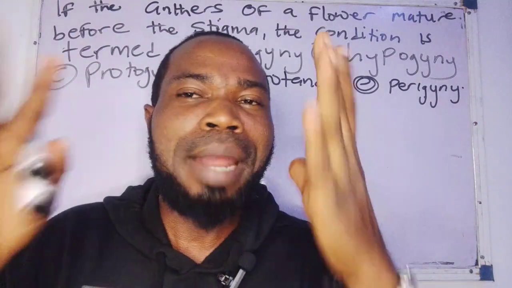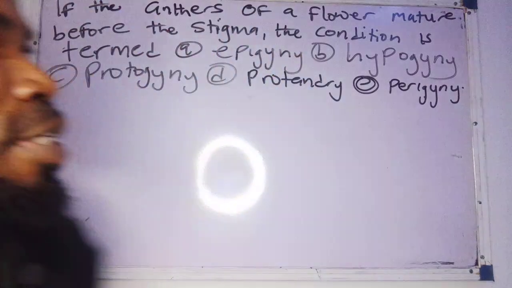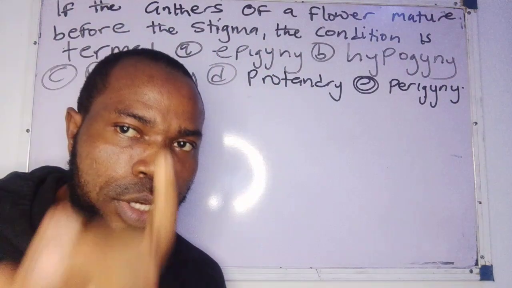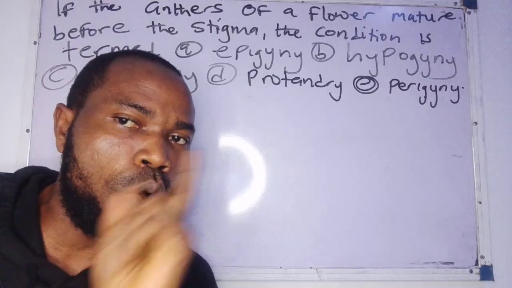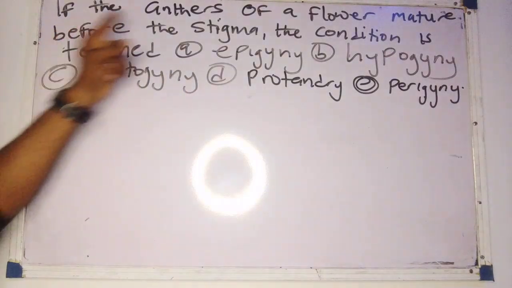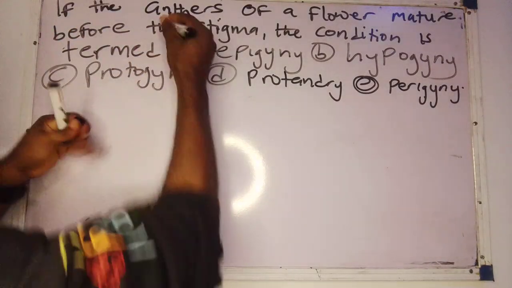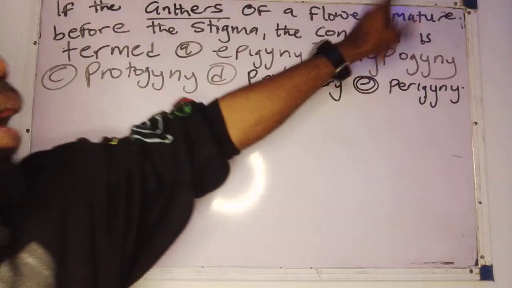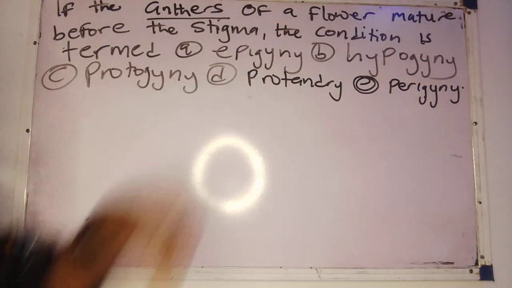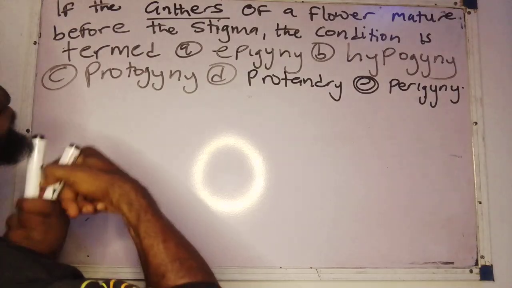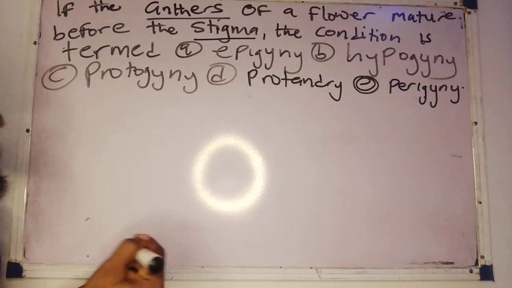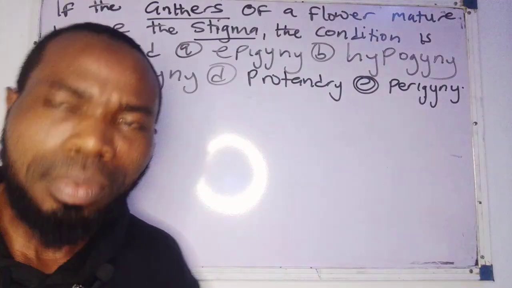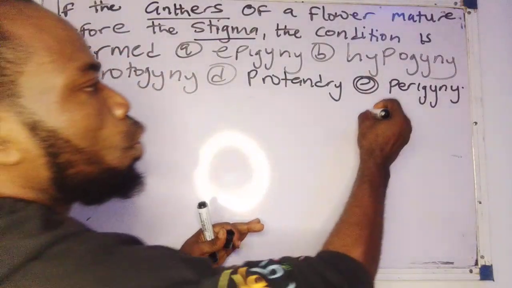So quickly, let's not waste time. This question comes from flowers. Now look at it. They said, if the anthers, remember how we analyze the question, we are going to look at all terminologies. If the anthers, let me underline this word now, some people have never heard it. If the anthers of a flower mature before the stigma, they are not saying the condition is stem dash. First off, we need to check what a flower is.